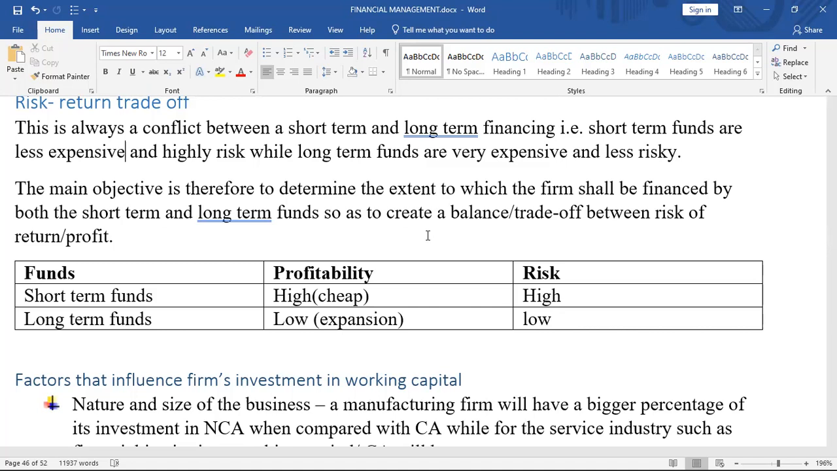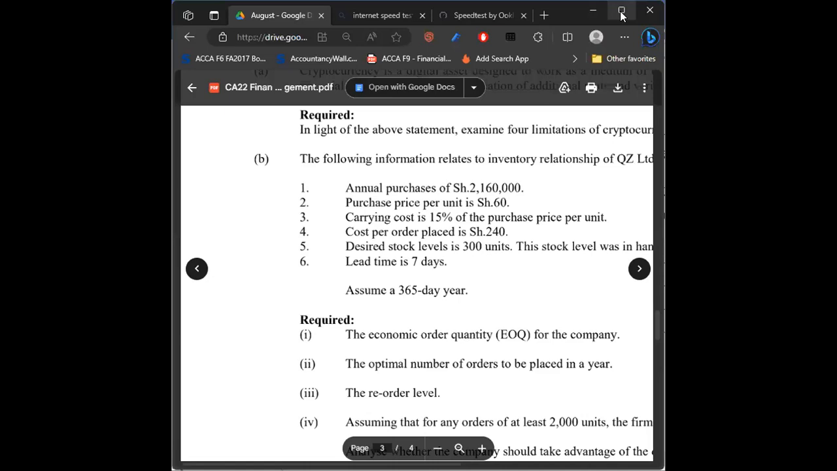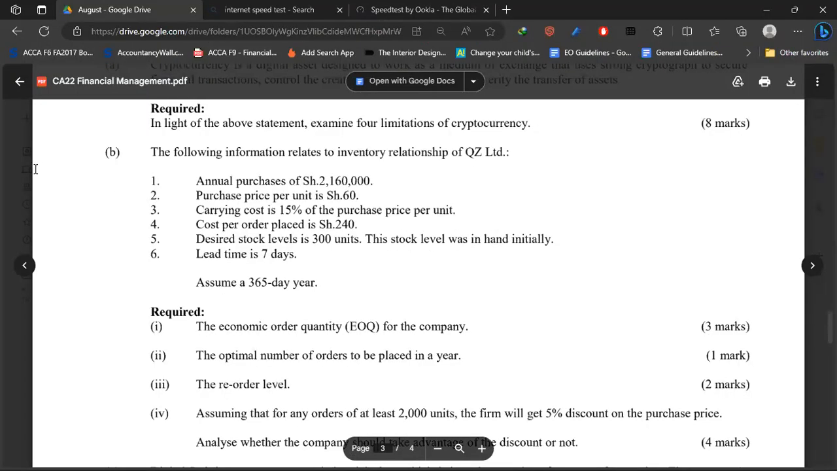Now, I just want to do an illustration before I look at the factors that influence the firm's investment in working capital. Allow me to do an illustration regarding the risk-return trade-off. This question was tested, and I have already shared the link with you in our WhatsApp group. So just make sure that you use it. Make sure you are using the link, please. And I hope you are able to see my question.